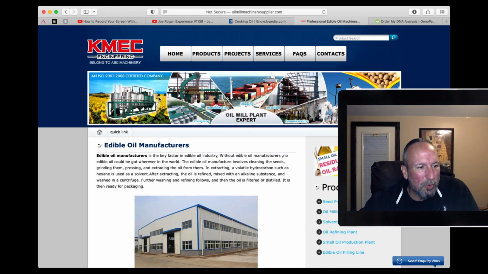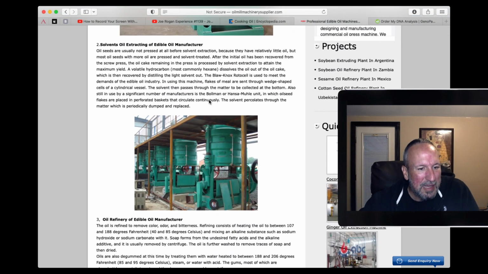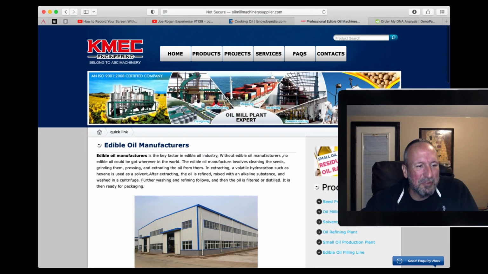And then I was looking for a website for KMEC engineering here. I found that they were using very similar wording as I started reading right here. The Knox rotocell is used to meet the demands of the edible oil industry. In using this machine, flakes of meal are sent through wedge-shaped cells of a cylindrical vessel. The solvent then passes through the matter to be collected at the bottom. Also still in use by a significant number of manufacturers is the Bowman or Hansa Mule unit, in which oilseed flakes are placed in perforated baskets that circulate continuously. Now, don't you find that interesting? It looks like they just copy and pasted this text from this manufacturing website and put it in the encyclopedia.